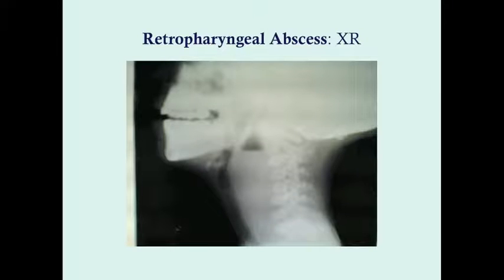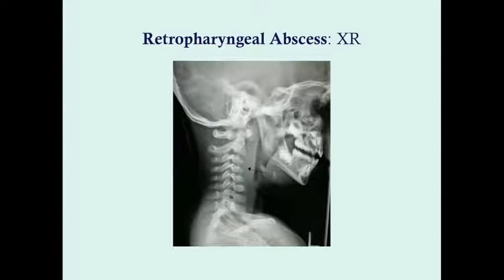Should be pretty obvious. And then this one is a little bit more subtle, but again, you can see that this lucent space corresponding with the retropharyngeal abscess is not parallel to the vertebral bones. And again, here's your epiglottis, and it looks totally normal. So this is retropharyngeal abscess.